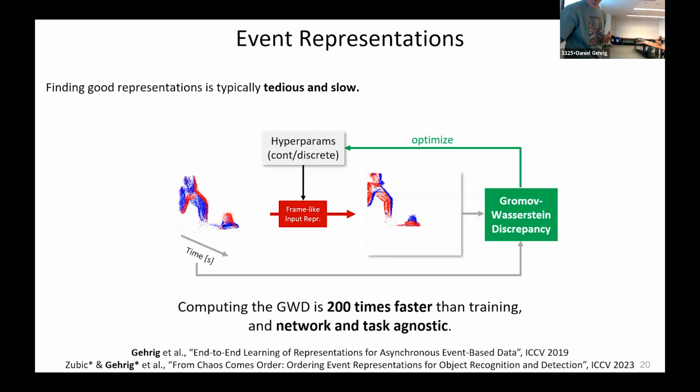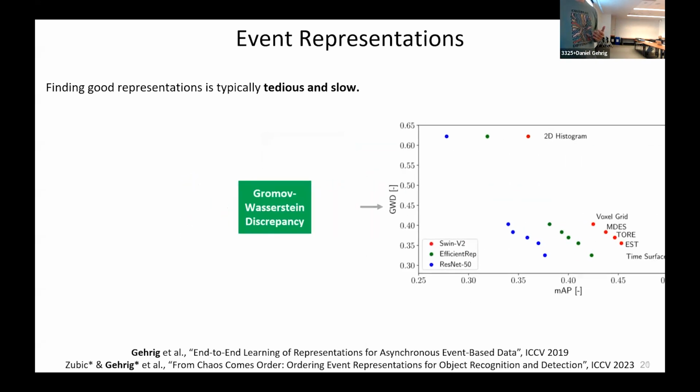And now we can look at how this Gromov-Wasserstein discrepancy compares to the validation-loss-based comparison. First of all, it's much faster to compute. It is 200 times faster, and also there's no network. So it means we can make this claim about event representations much more general, and not tied to a specific network architecture.